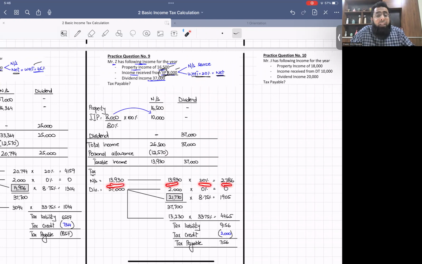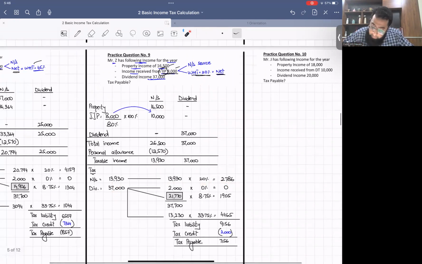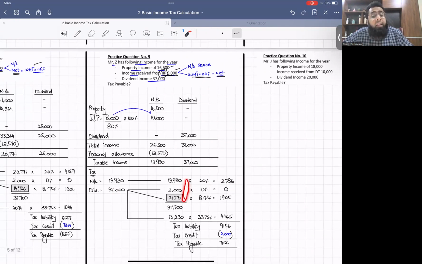Non-saving, basic rate band, 20%. Dividend, first 2,000 at 0%, so it's 0. Now the remaining space in basic rate band, 13,930, 2,000, minus 37,700. The remaining space, 8.75% is the basic rate of tax on dividend. The remaining amount goes in higher rate band, okay, the tax credit, and we arrive at tax payable.